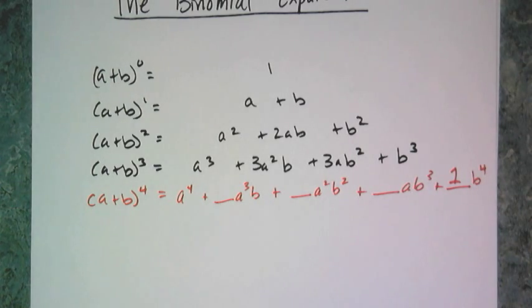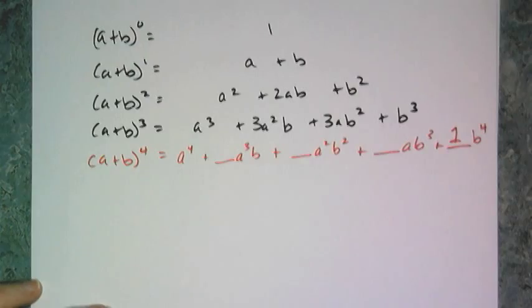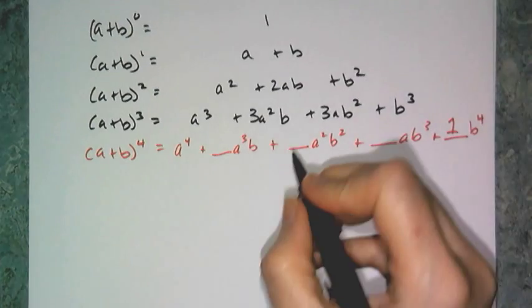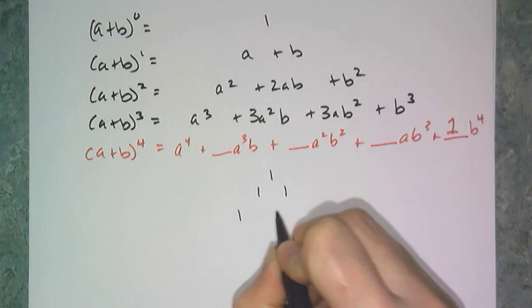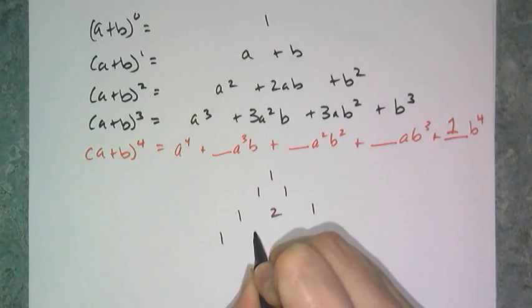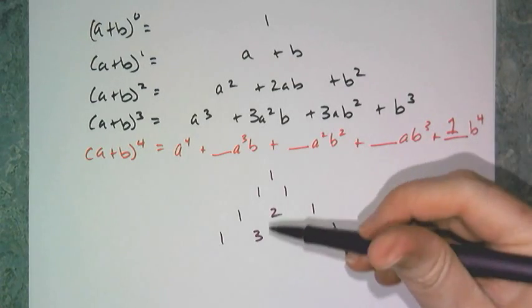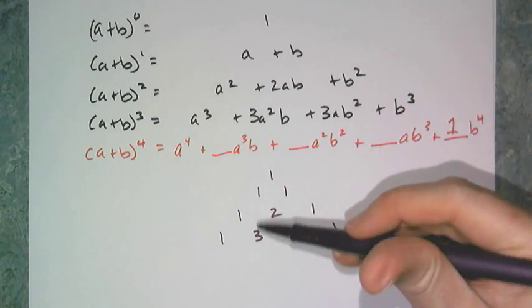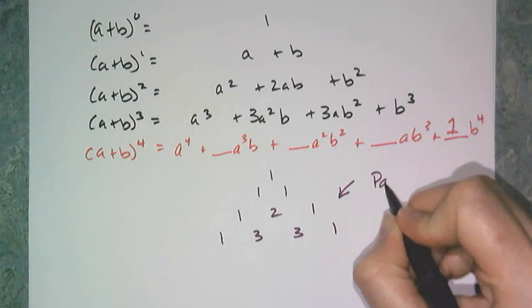So now what I want to know is, is there a pattern in the coefficients? So let's pull out the coefficients from the expansion to see if we notice a pattern. Well, the first one is 1, and then I have 1 and 1, and then 1, 2, 1, and then 1, 3, 3, 1. And for some of you, this triangular array of numbers looks familiar. That's because it's called Pascal's triangle.